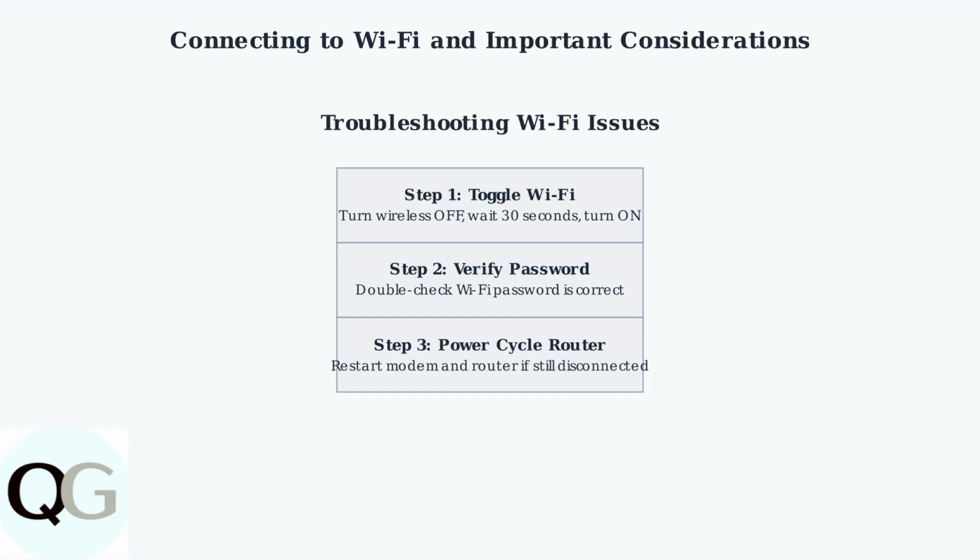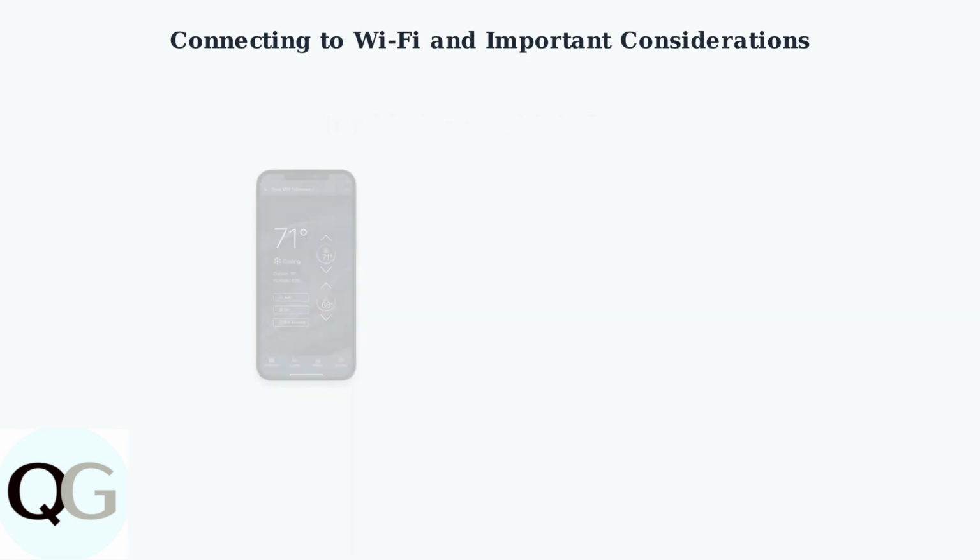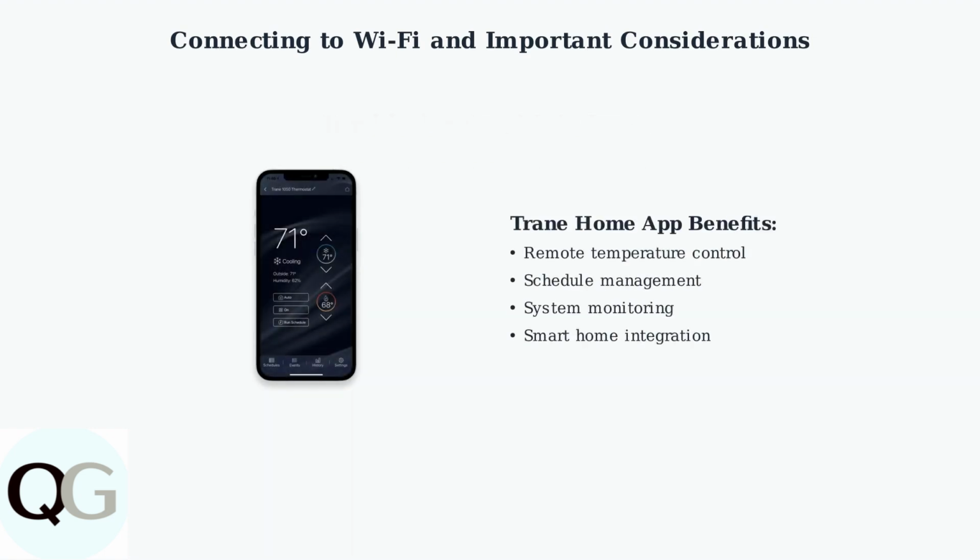If the thermostat connects to Wi-Fi but not your Trane home account, power cycle your modem and router. Once connected, you can use the Trane Home app for remote control, schedule management, and system monitoring. The app provides full access to your thermostat's features from anywhere.